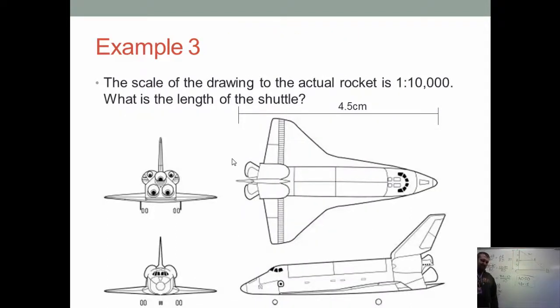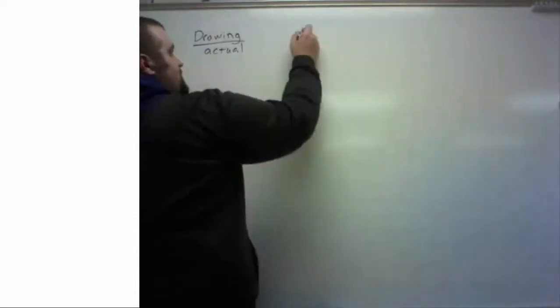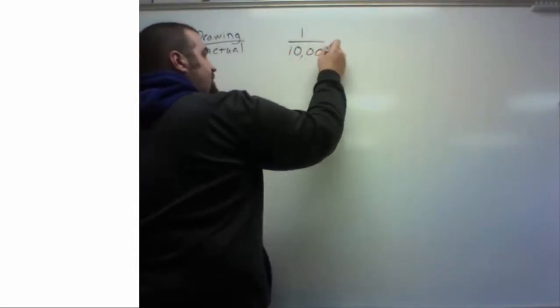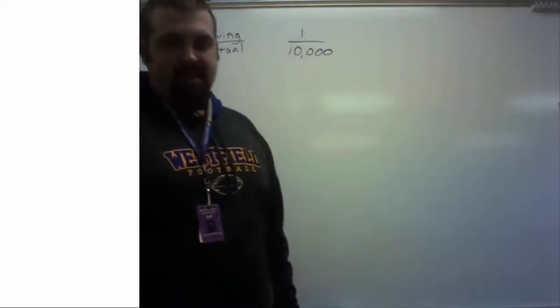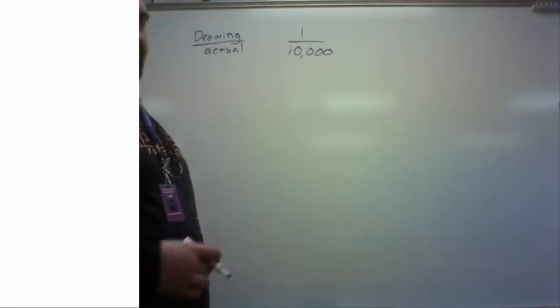Now, let's just say we took a scale drawing of a rocket. And I told you that in my scale drawing, the rocket is 4.5 centimeters long. And I said that the scale drawing to the actual rocket has a scale ratio of 1 to 10,000. What is the length of the shuttle? Well, let's compare them. The only ratio I've been given is drawing to actual, and that ratio was 1 to 10,000. So the actual object is 10,000 times bigger. Now, I told you that the length in my drawing is 4.5.